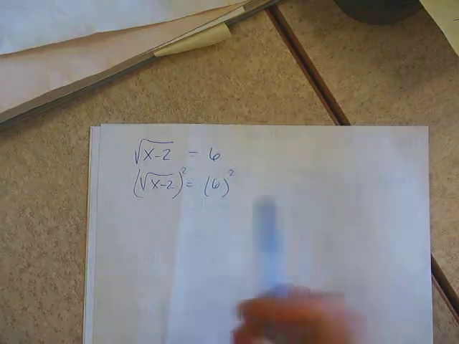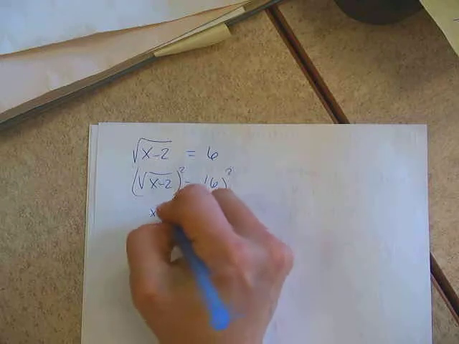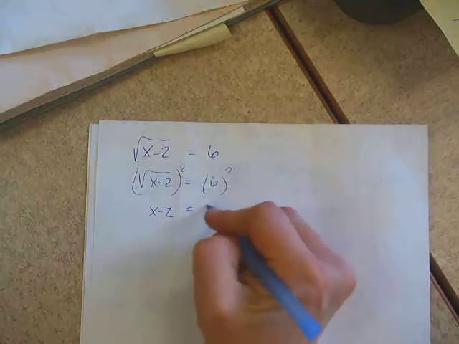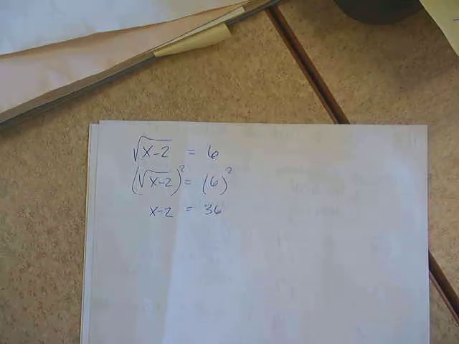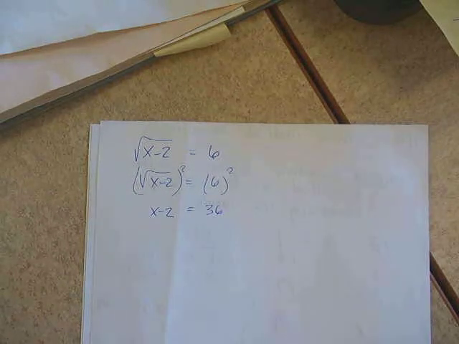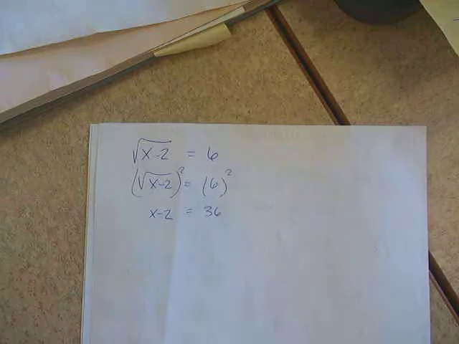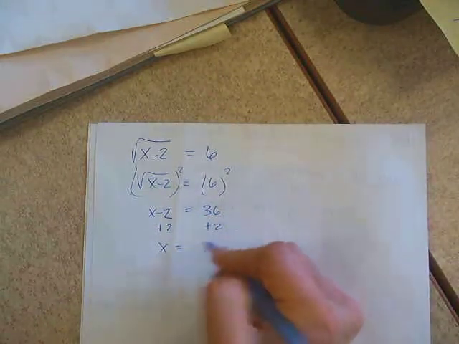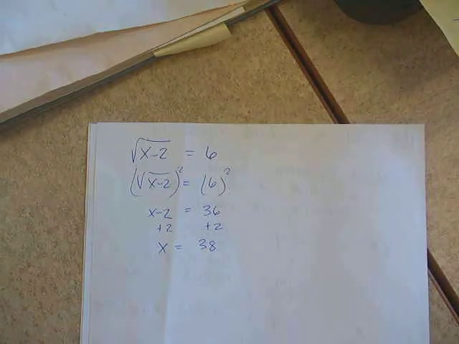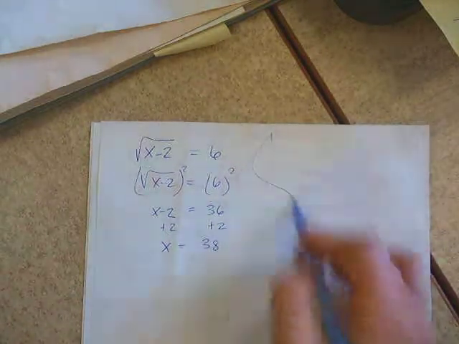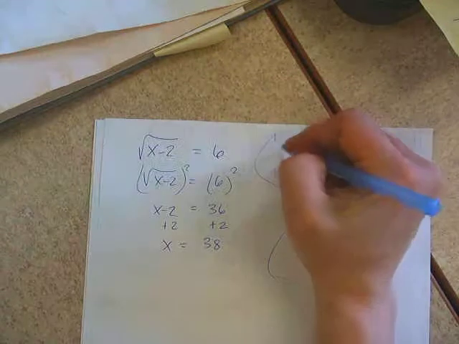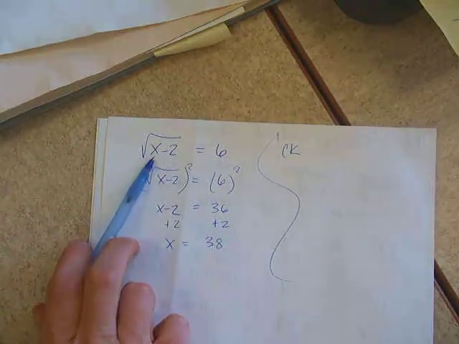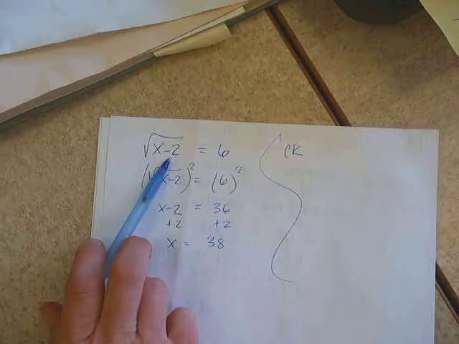Okay? Now, remember, I said this is like a chain holding a bunch of stuff together. If you unlock that chain, it falls away, and you get what was inside. You don't square anything in here. So we get x minus 2 when we square that. On the other side, we get 36. But you're not done because you do need to finish solving for x. So now we add 2. So x equals 38.